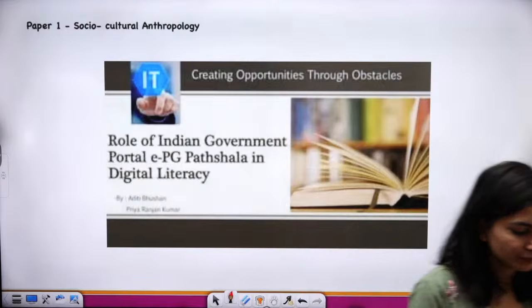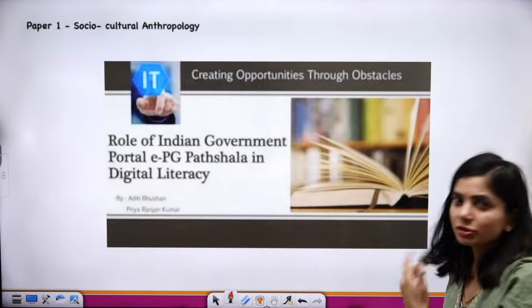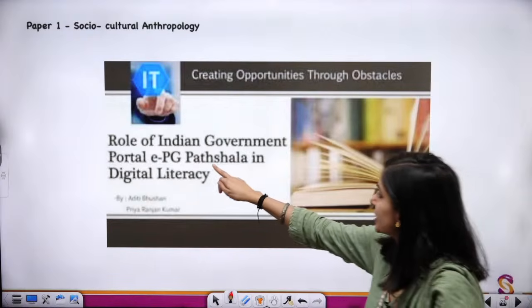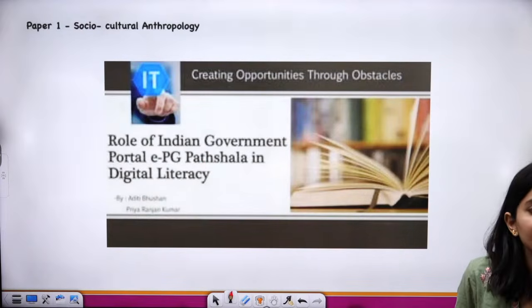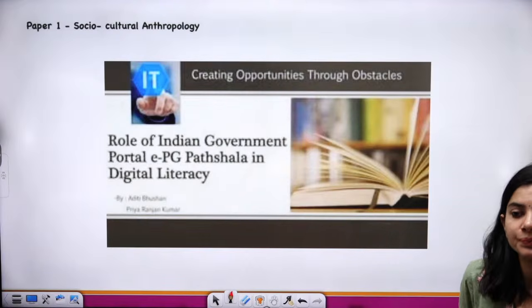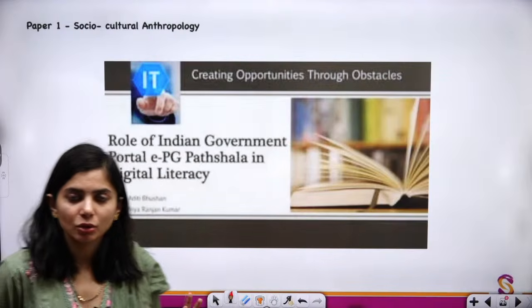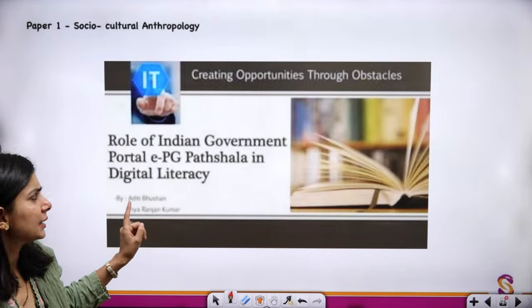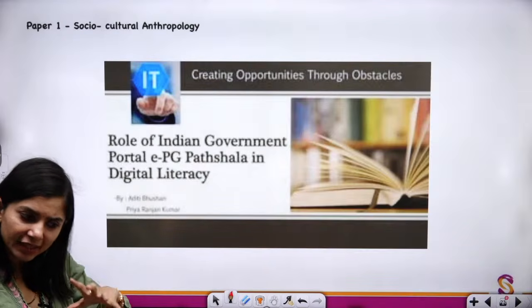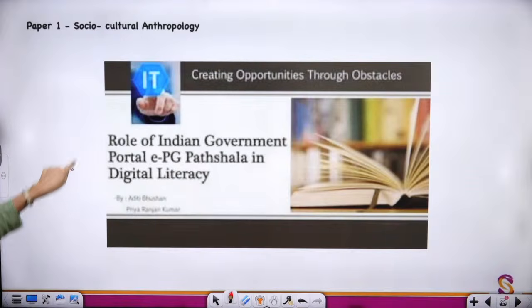Okay, now first, paper 1, socio-cultural anthropology. The first source that we have is the e-PG Pathshala. This is something provided by the government. It is available online, so if you type the topic, you will get some details about it. This is authentic, this is reliable, and it is given in a very wide scope also. So this is one of the primary sources to cover socio-cultural anthropology, e-Pathshala.